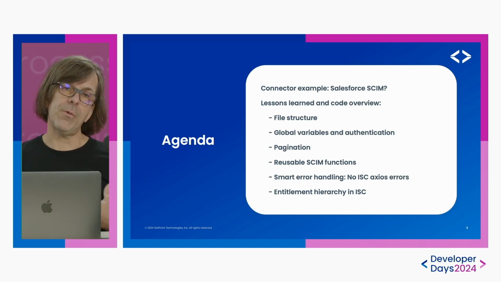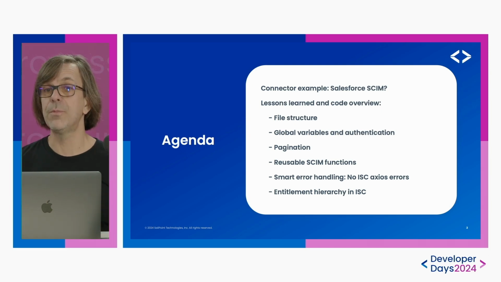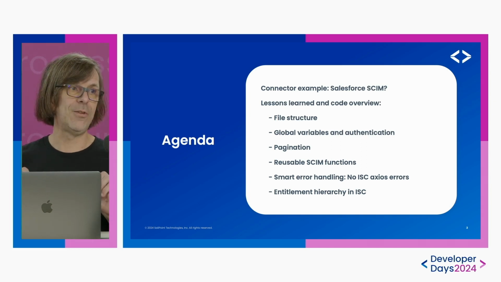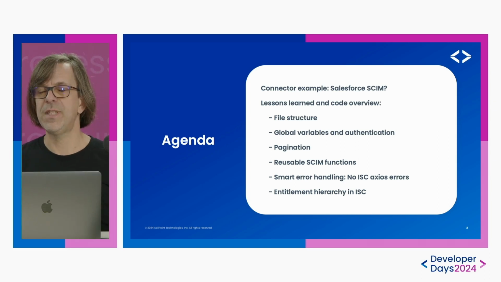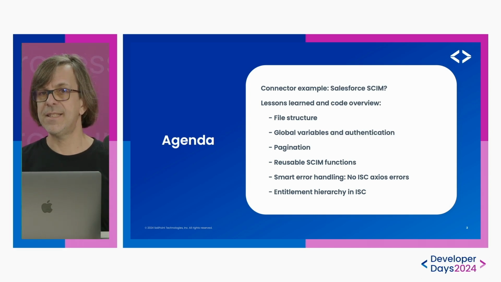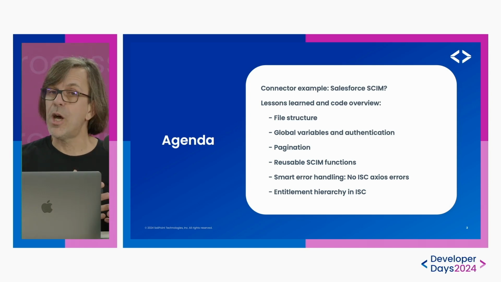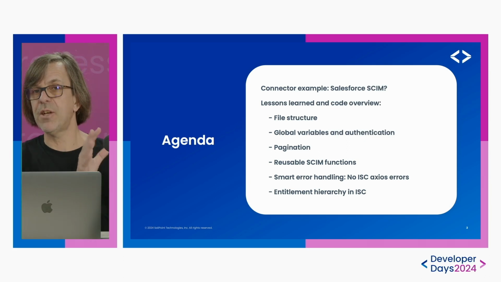In order to do that, I decided to pick a specific source. So I'm going to use Salesforce. I'm going to talk to the SCIM API for Salesforce. But my goal is not to tell you that this is a Salesforce connector that you should be using. There are already some Salesforce connectors that are part of ISC or IdentityNow. There's a SaaS one. There's also a SCIM SaaS connector. So these are the connectors you want to use if you need a Salesforce connector, not mine.